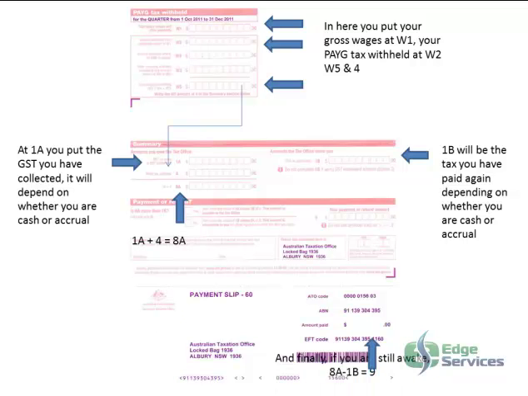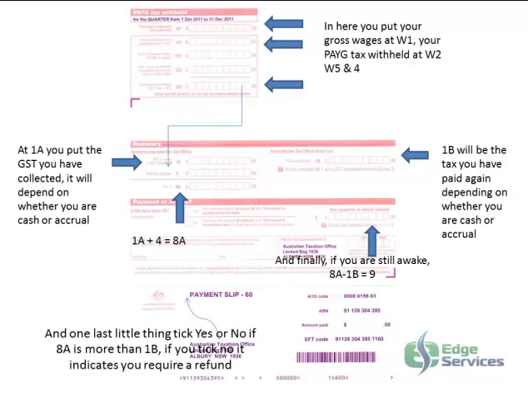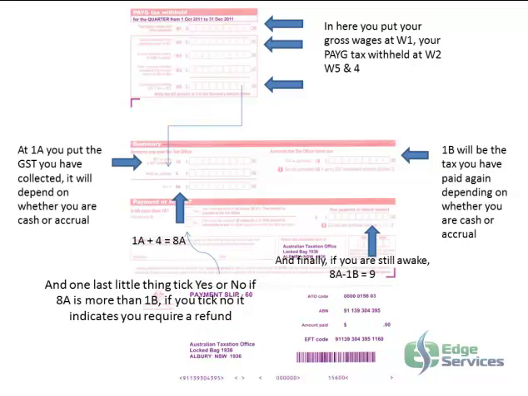8A equals 1A plus 4. And finally, if you are still awake, 9 equals 8A minus 1B. And one last little thing, tick yes or no if 8A is more than 8B. If you tick no, it indicates that you require a refund. And then you just have to send the BAS into the tax office and make no payment, of course.